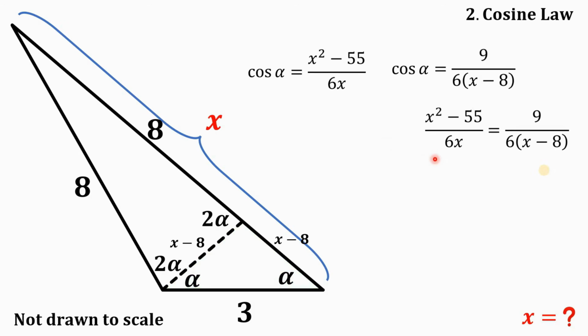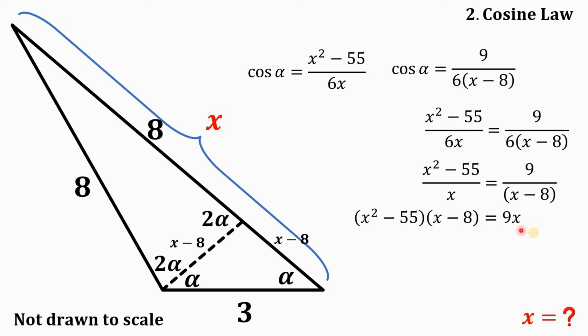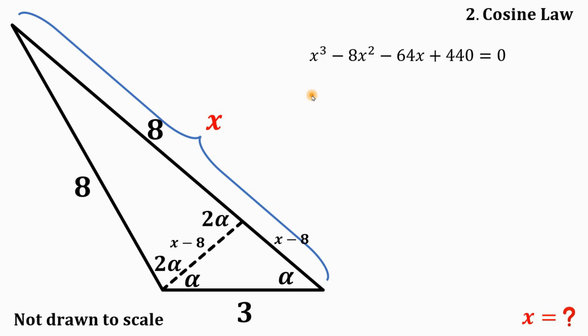Now, if this is just the same thing, what we're going to do is simplify this and solve for the value of x. So first thing to do is to eliminate this 6. These 6s are gone. It's just equal to 1. Now, cross multiply. Now, simplify this expression and equate this to 0. We get x cubed minus 8x squared minus 64x plus 440 equals 0. Now, let's focus on this result. And again, using some factoring techniques, we can factor this cubic equation into x minus 10 multiplied by x squared plus 2x minus 44 equals 0.